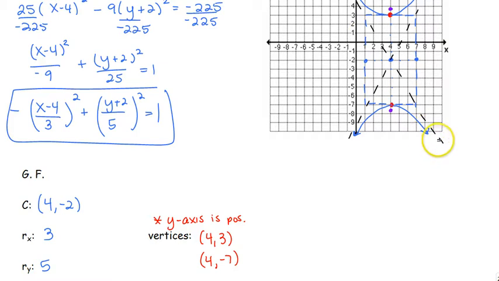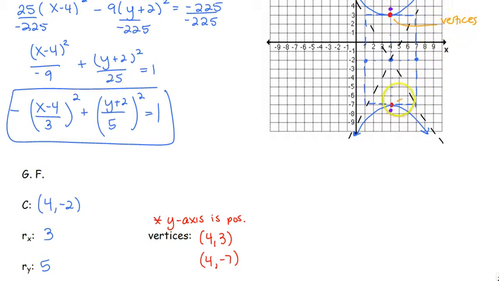dotted line. Remember, anything that's not really there is going to be a dotted line. And then I'm going to decide where are my vertices going to go. I look at my equation. The y is the positive one, so that's where the vertices go. That's why I have (4, 3) and I have (4, negative 7) as actual parts of my graph. Those are going to be the vertices.